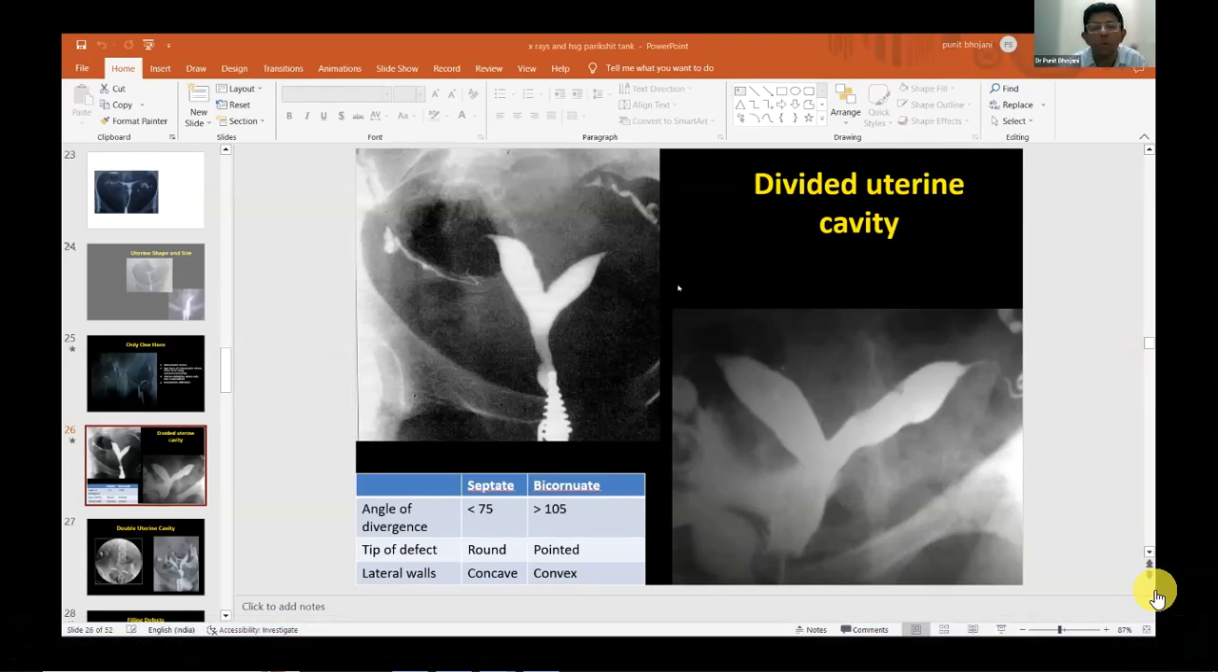So this we know, we can see the two horns, and we know that this is a septate uterus. I would label the first one as a septate uterus, and I would label this one as septate. This I would label as bicornuate.